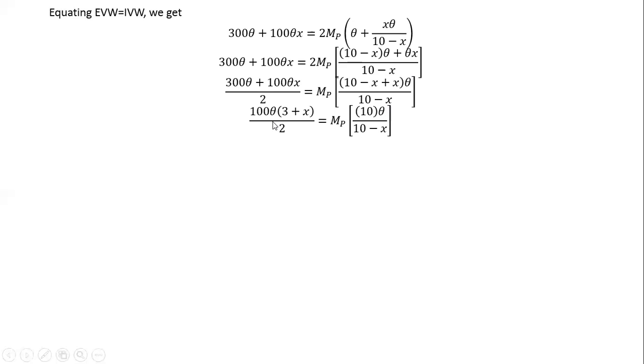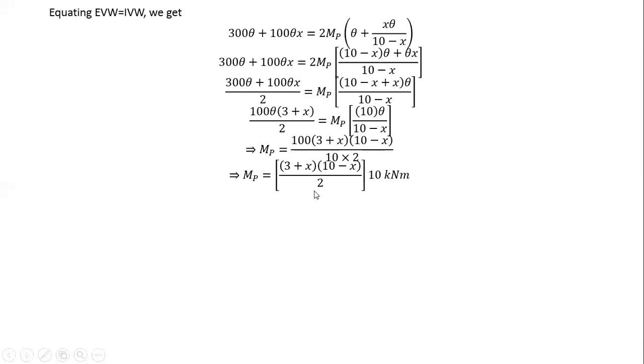Okay. Now this theta and this theta cancel out. So what remains here? MP is equal to how much? 100 here, 3 plus x multiplied by this value 10 minus x, divided by 10 here and 2 from here. Further solve it. Now from this 10, I just cut one 0 here and this remaining 10 I took outside. So this is equal to 3 plus x times 10 minus x, divided by only 2 remaining here, and this 10 comes outside. This is kilonewton meter.